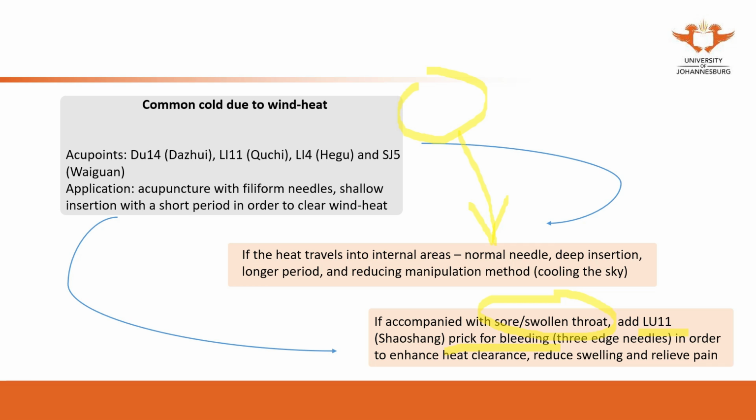Once it goes internal, we use the normal needle technique, the filiform needle, deep insertion, kept for a longer period, and we still use reducing manipulation techniques, such as the comprehensive technique, cooling the sky, or other reducing methods, such as lifting and thrusting, rotating, or even according to the direction. So we can apply all those techniques in our treatments.